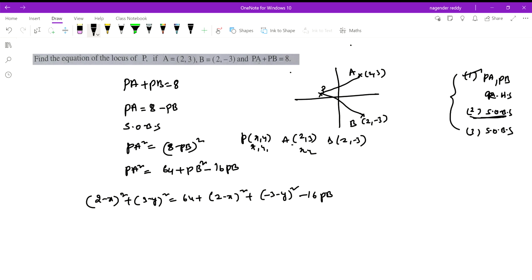Don't go blindly. We already have (2 minus x) whole square on both sides, so I want to cancel these two. Directly you can cancel it. Even if you expand, after expansion also you can cancel. Otherwise, before also you can cancel. And don't cancel these two.